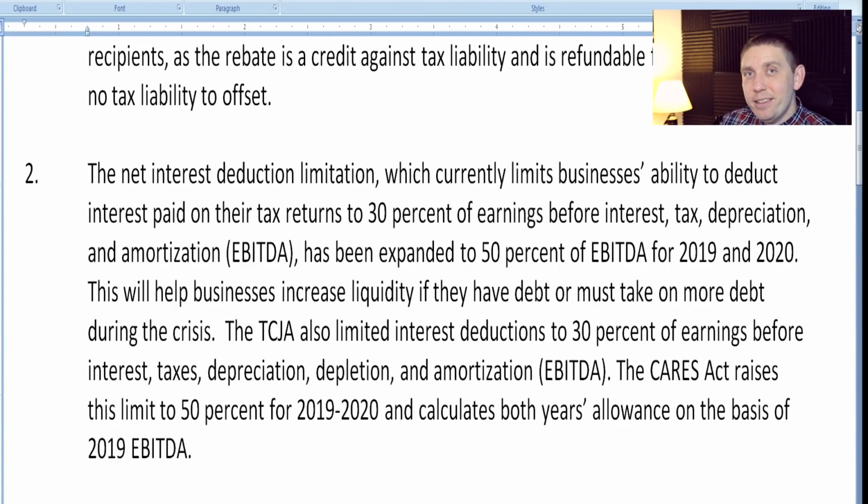And that strictly is with business loans is what they're talking about here. They're not talking about your mortgage per se. Now, maybe if it's a rental property business, that's a different story. But they're not talking about your personal mortgage or your personal debt like credit cards and things like that. We're talking about interest for businesses.